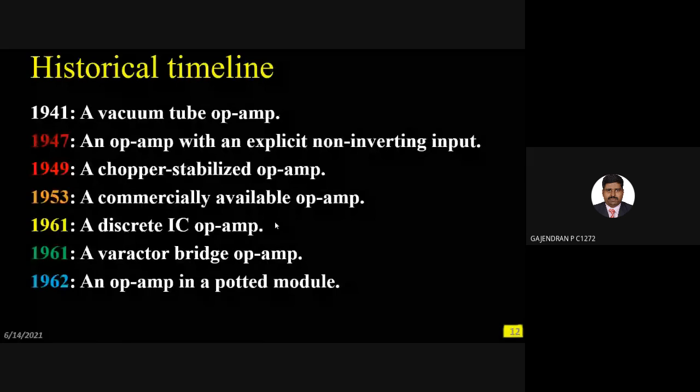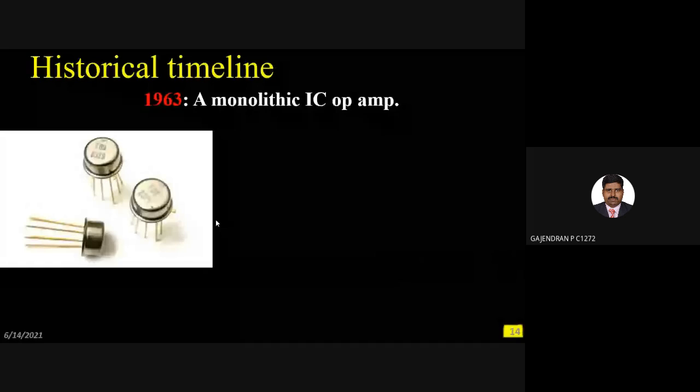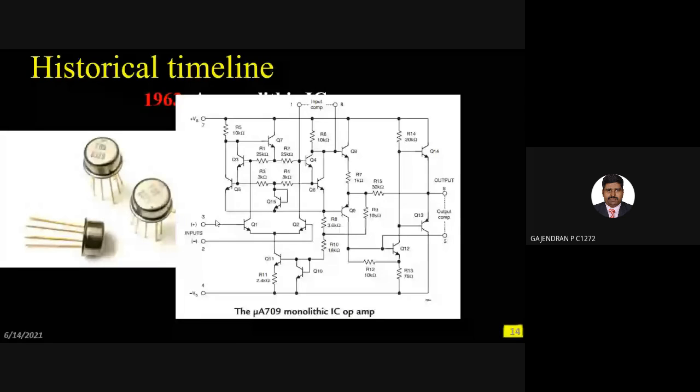Now in 1962, the potted module. These are said to be the module package, potted module package. So this kind of op-amp was invented in 1962. Then these are the other varieties of operational amplifier ICs, monolithic IC. Even though it was invented many years before, nowadays this kind of monolithic op-amp IC is still being used. So these are its internal structure.